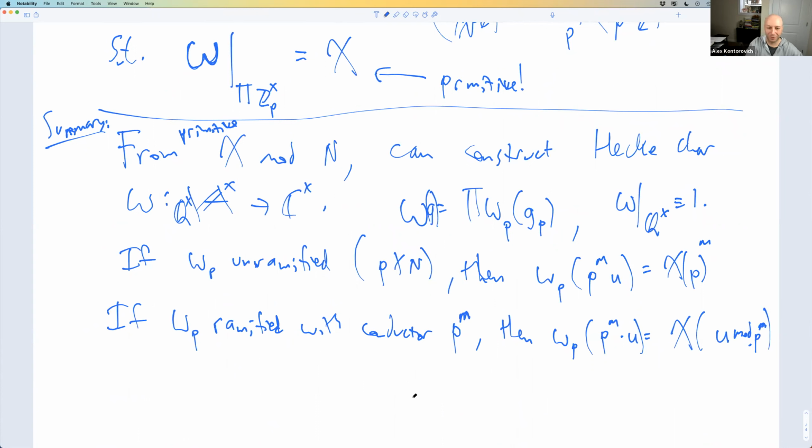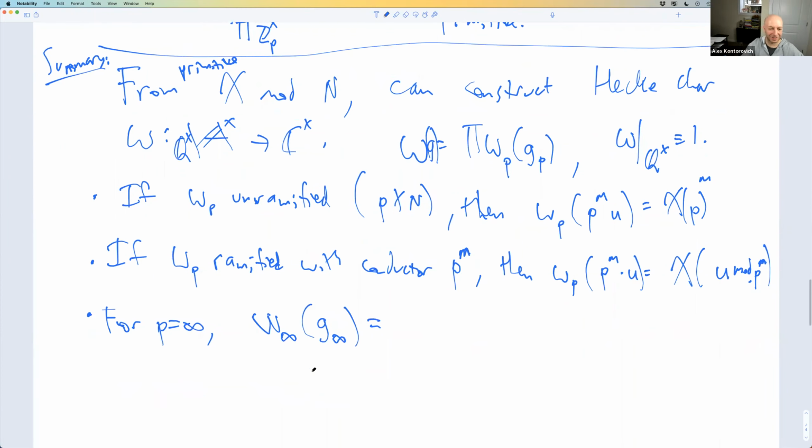Wait, again, how do we deal with the real place again? Okay, and then let's talk about the real place. We haven't talked about the real place yet. We need to do one more thing. For p equals infinity, at the real place, what do we do? What are the real characters? In fact, it's an exercise. So maybe I'll say exercise.